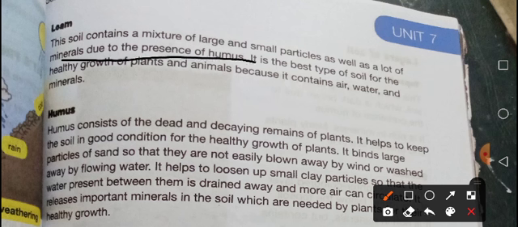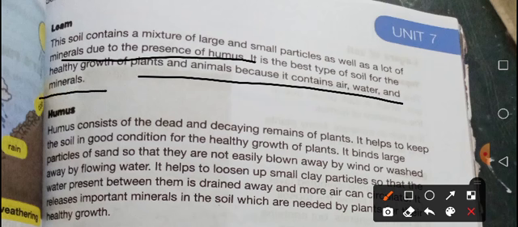And you know, humus is very important for the growth of the plant. Humus being in the soil is very necessary. It is the best type of soil for the healthy growth of plants and animals because it contains water, air, and minerals. Plants can easily grow in it, animals can live in it. Why? Because there is air in it, there is water in it, there are minerals in it. Please underline this. So far, we have discussed the three types of soil: clay, sand, and loam.